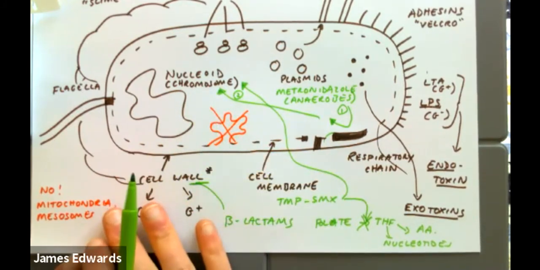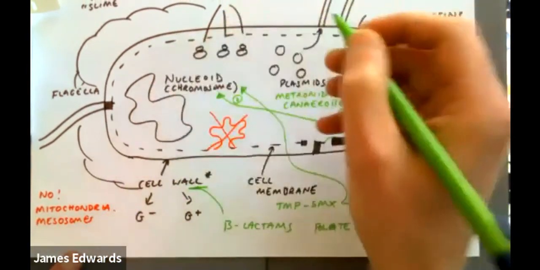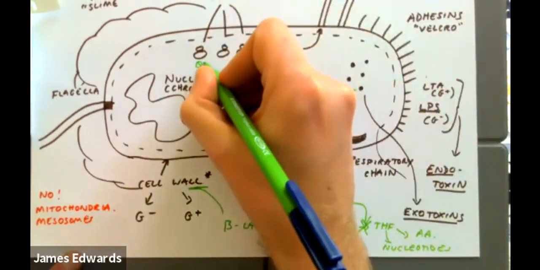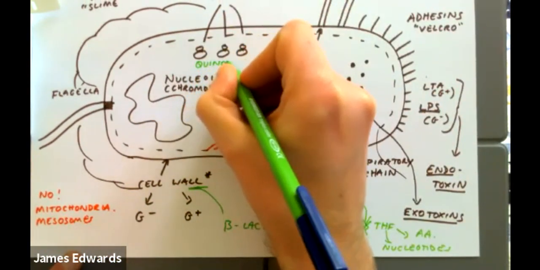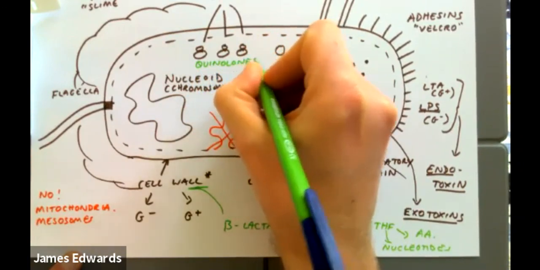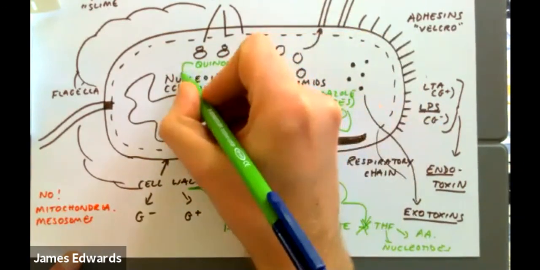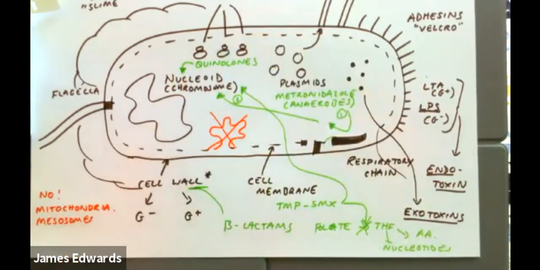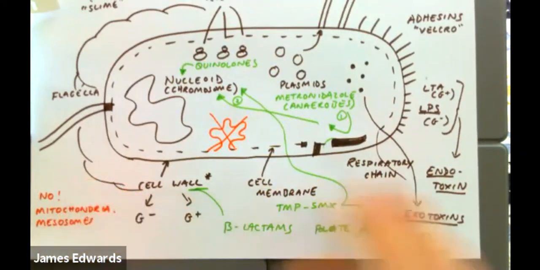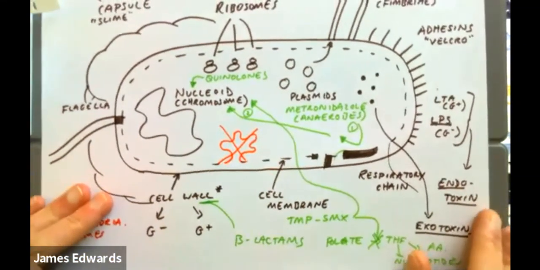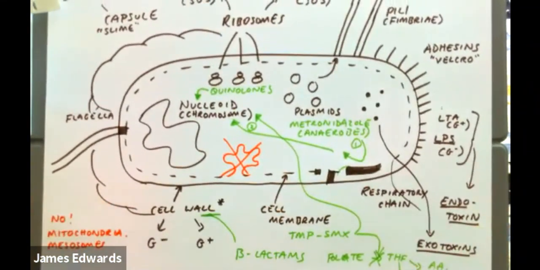What else was there? There was lastly the quinolones and the fluoroquinolones. These work by inhibiting one of the enzymes required for DNA repair. So we've actually got quite a few antibiotics selected. There are more, but just as a starting point, this is a useful place to begin.